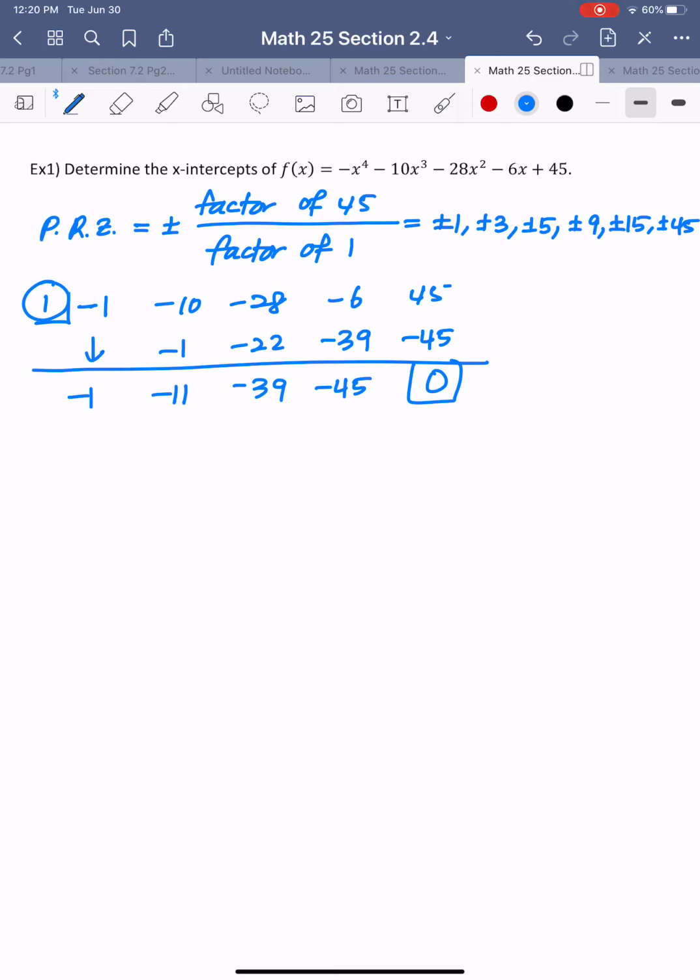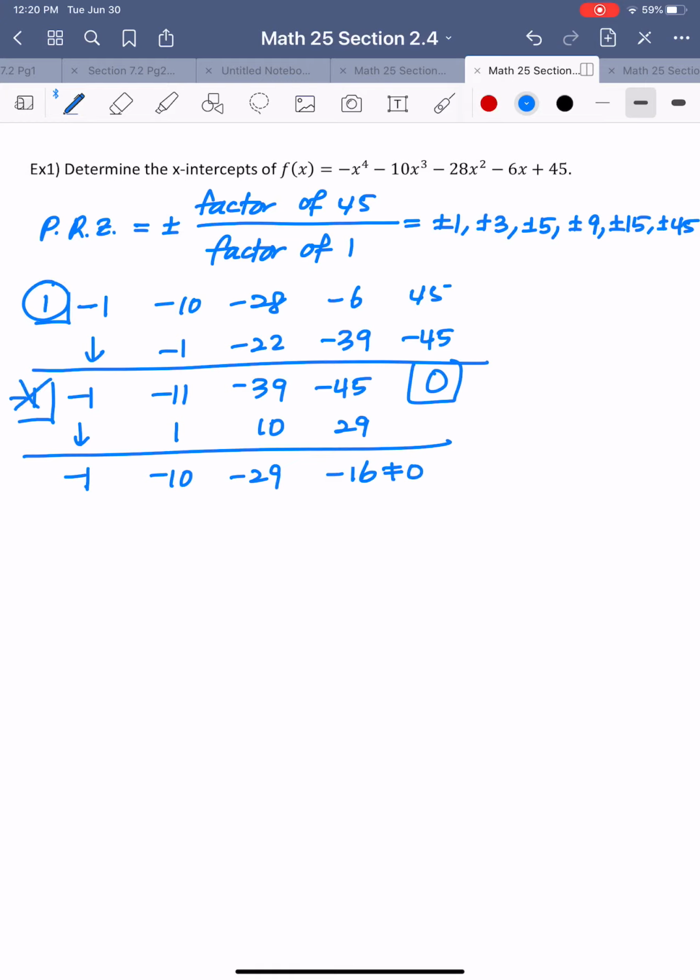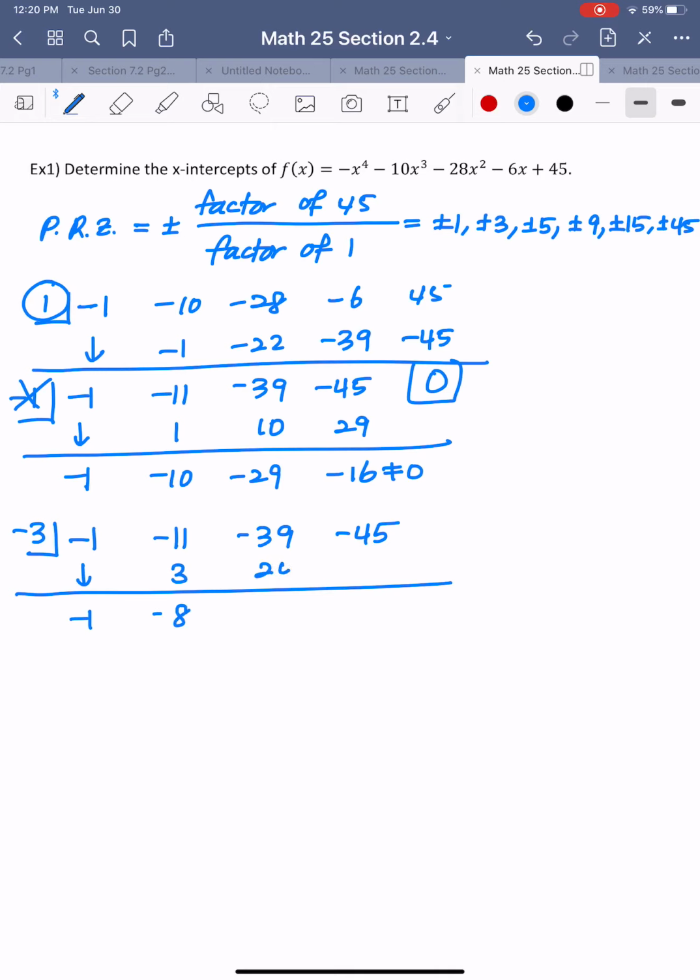Okay, now from here, I'm going to use the negative 1 this time. So let's see what happened. Drop the negative 1, 1, negative 10, 10, negative 29, 29, negative 16, which is not going to be a zero, so negative 1 is not a zero. Starting again with negative 1, negative 11, negative 39, negative 45, I'm going to use another possible zero. So negative 1, 3, negative 8, 24, 4, negative 15, and 45. That's a zero, right? Okay.